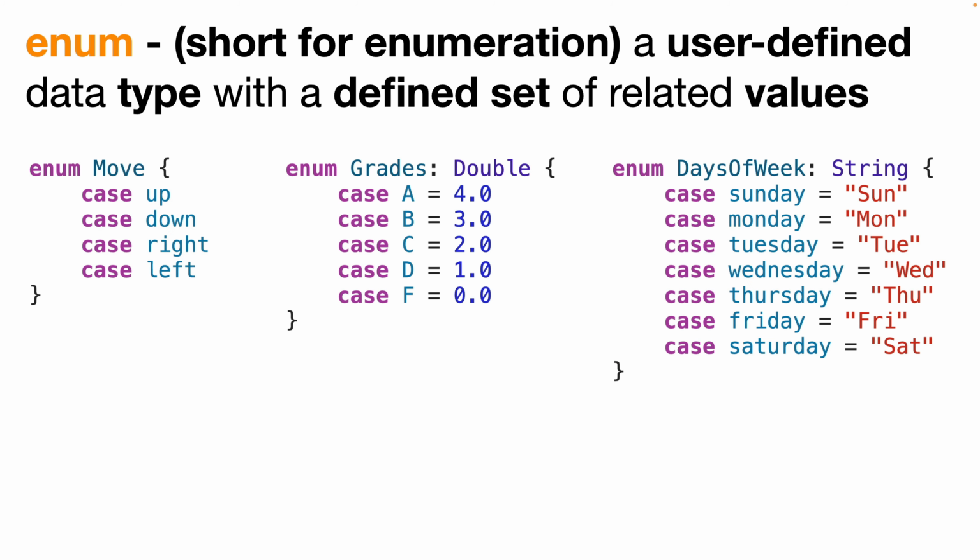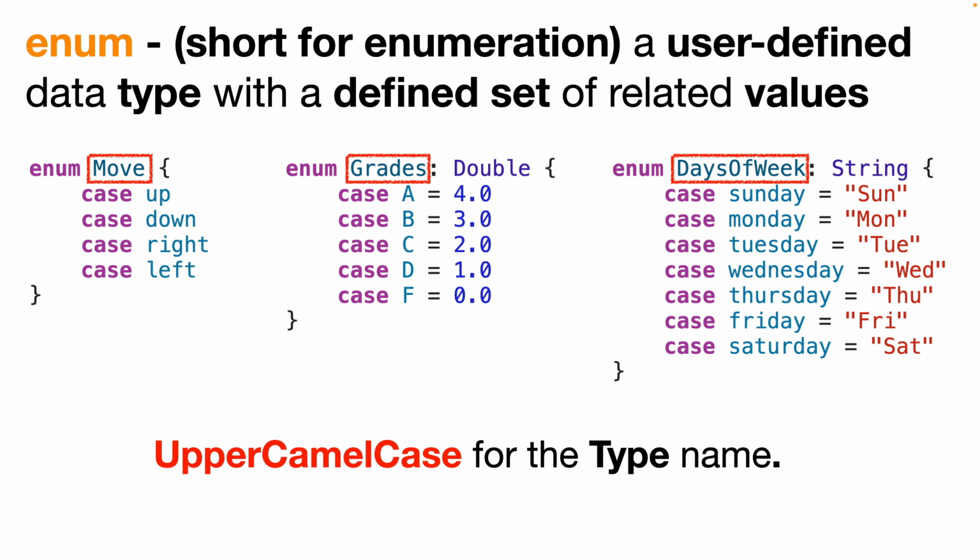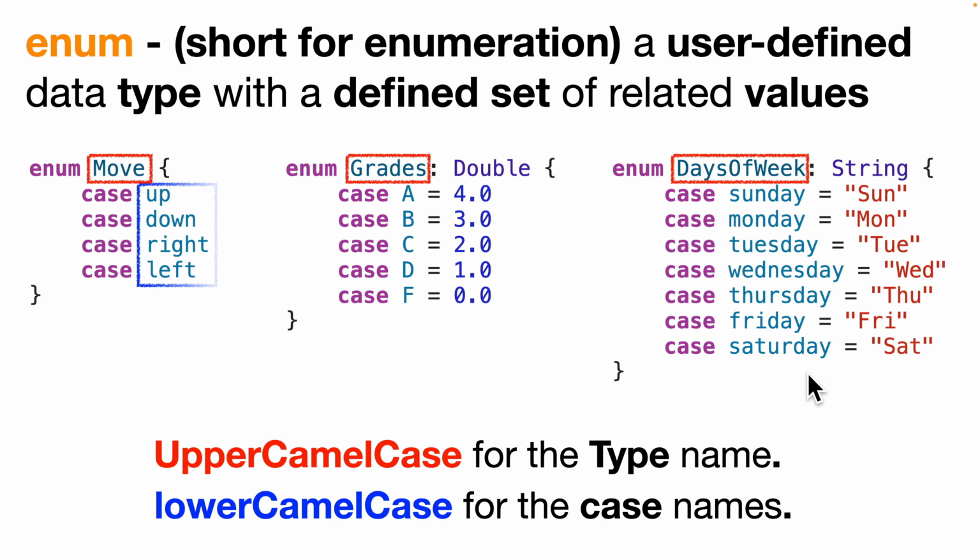Sorry about that. Anyway, an enum is a user-defined data type with a defined set of related values. These values could be anything you as the programmer decide, like directions in a video game, grades for a course, or days of the week. Now, since an enum is a type, the convention is to write them in upper camel case, just like other types, strings, doubles, views, and the convention is to use lower camel case for the individual cases inside the enum.